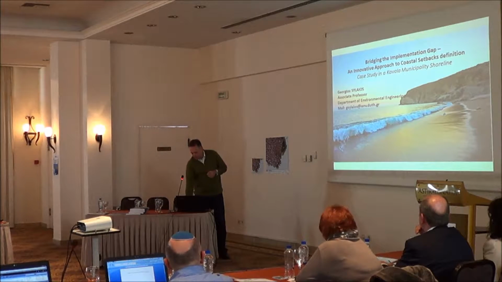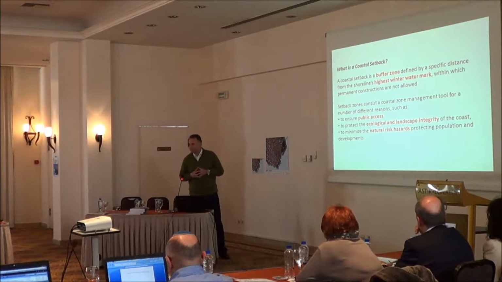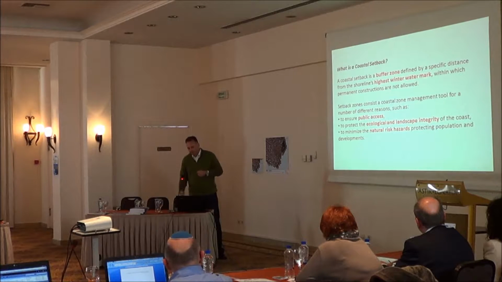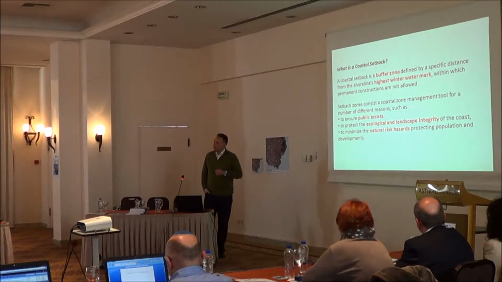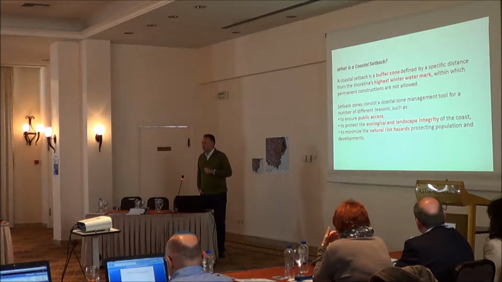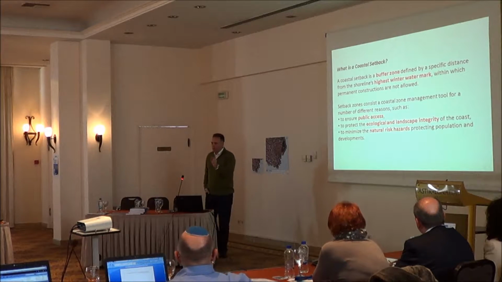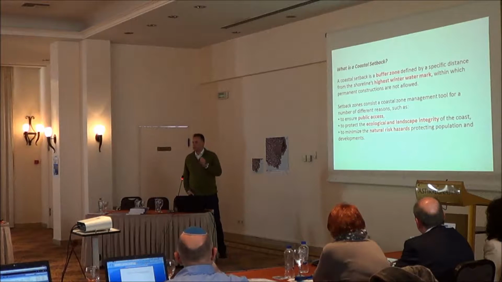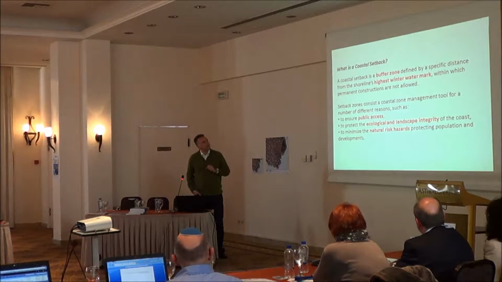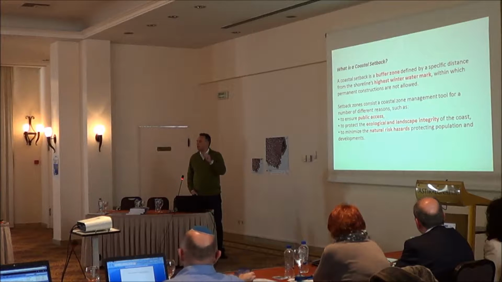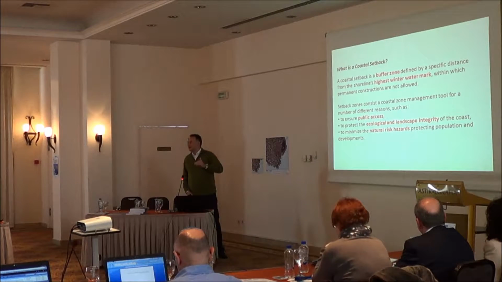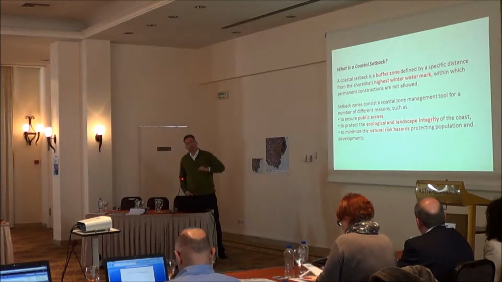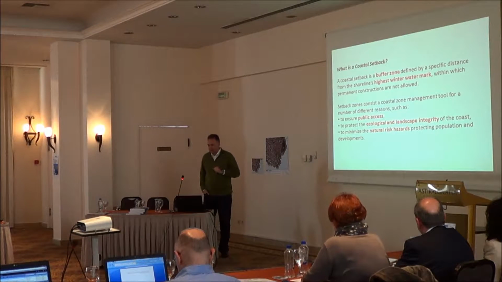coastal setback zone. So I will start by stating what is the coastal setback. The coastal setback is considered as a buffer zone, which is determined by a specific distance from the shoreline's highest winter water mark. So this is the key point. The key point here is that we have to define a buffer zone, and this buffer zone has a baseline starting from the highest winter water mark. This is what the protocol states.